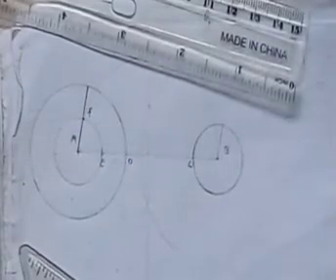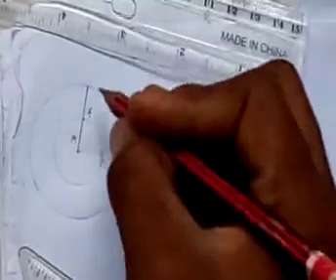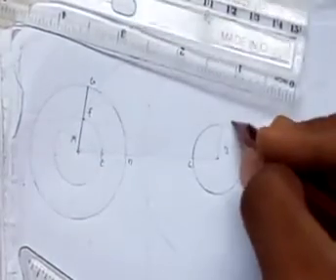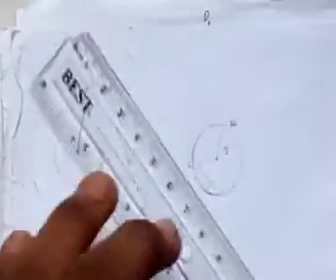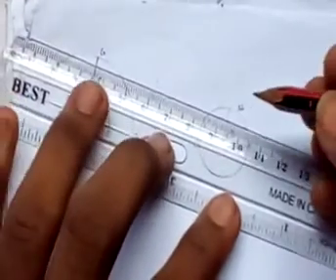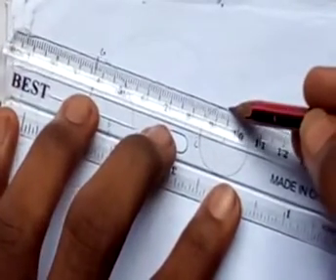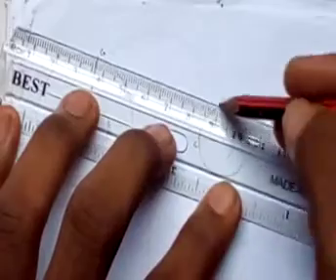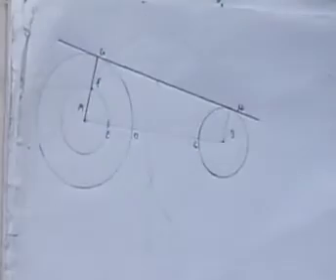Now after doing that, assuming this is G and this is H, you draw a line through GH. That is, the ends of these parallel lines that are touching the two circles. So this will be the common external tangent to two unequal circles.